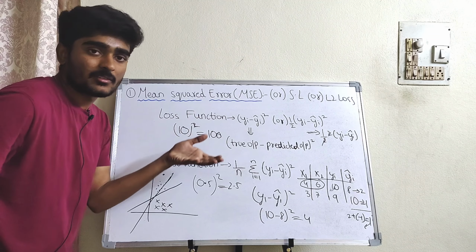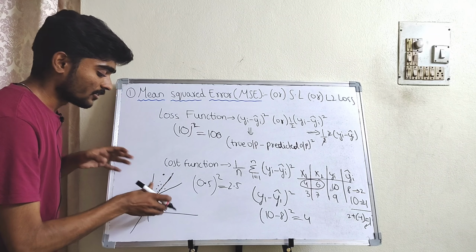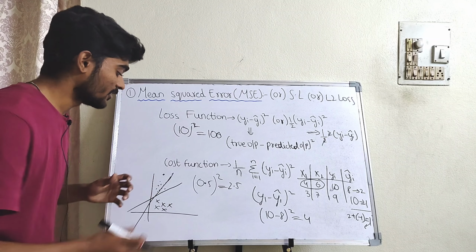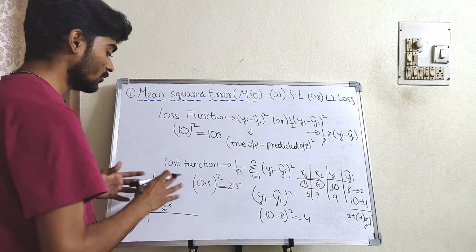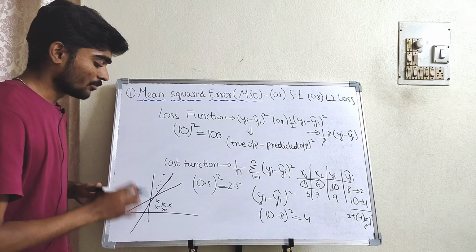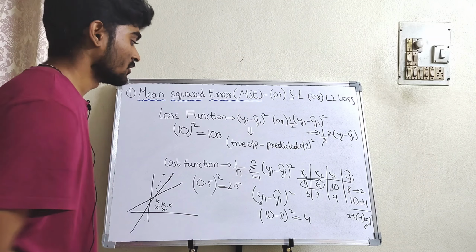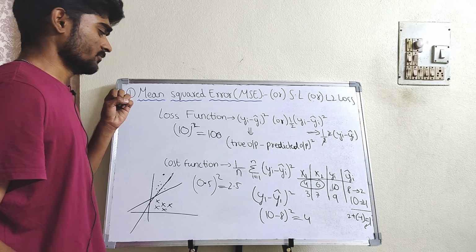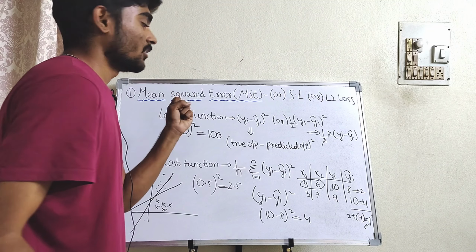Okay, it will try to minimize this error. In the process of minimizing this error, it will forget these data points and move towards the data point which is producing a larger error. In the process of moving this, it will do misclassifications. This is the third effect of squaring in the mean squared error loss function.